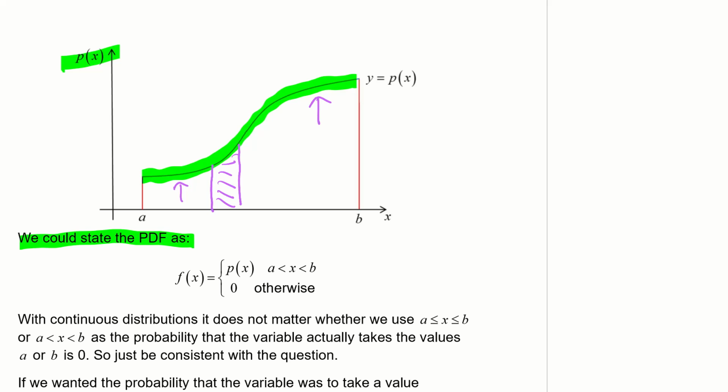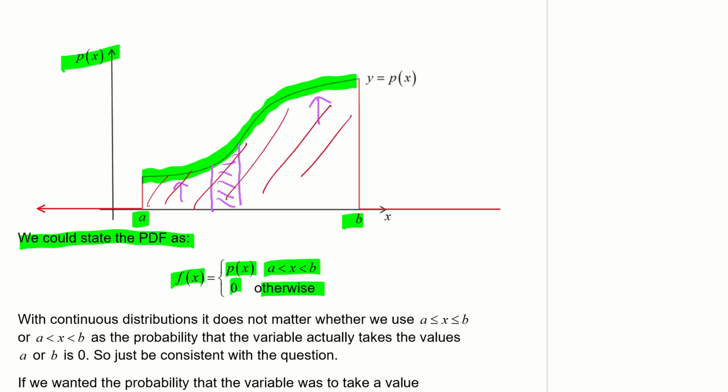We could state the PDF as f of x is equal to p of x for x between a and b, and 0 otherwise. So really what happens is our PDF continues outside of a and b like this, but the probability is always 0. It can't be along those sections. All of the probability is concentrated between a and b, and the total area here would be 1.